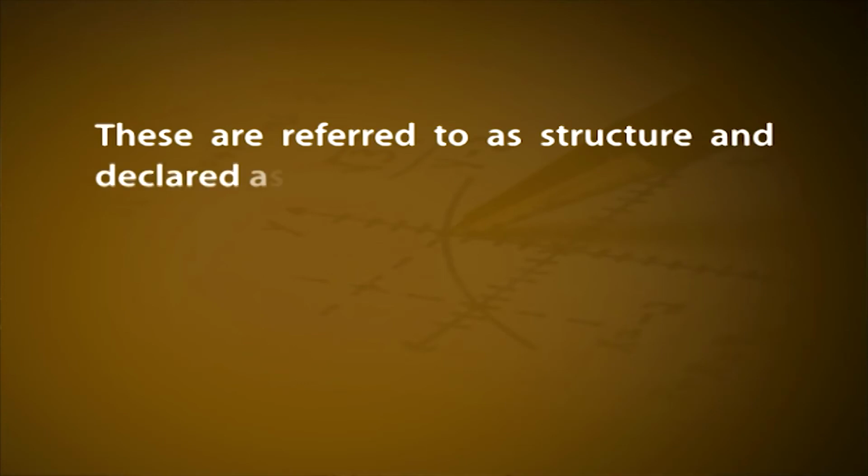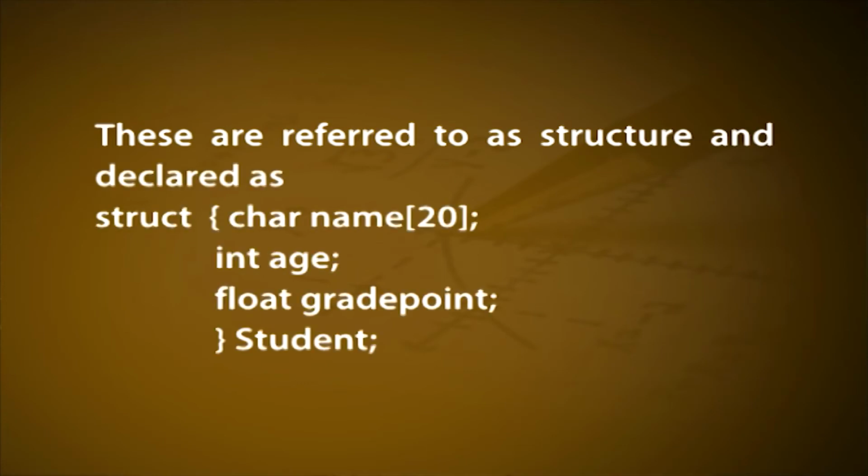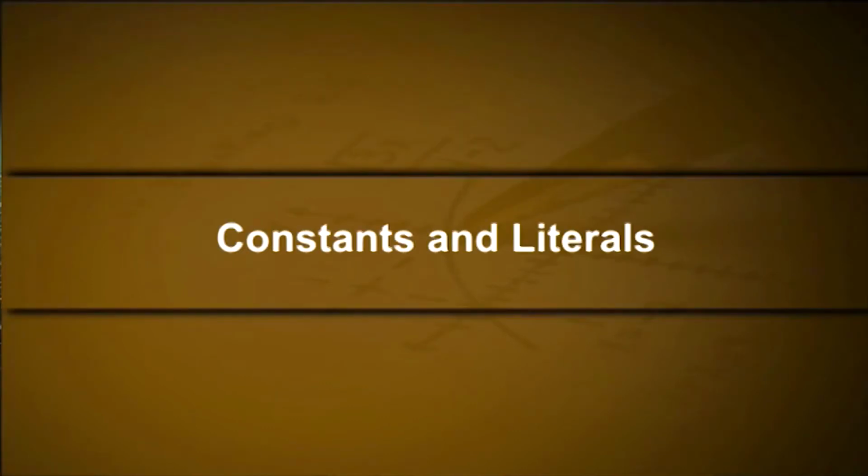These are referred to as structure and declared as struct { char name[20]; int age; float gradepoint; } student, which says that variable student is referred to a structure consisting of 3 members called name, age and grade point. Constants and literals.